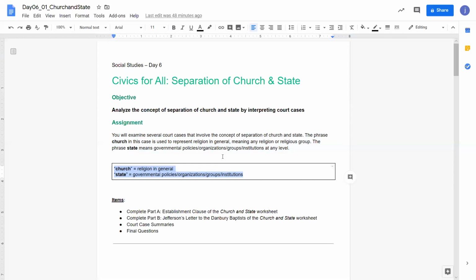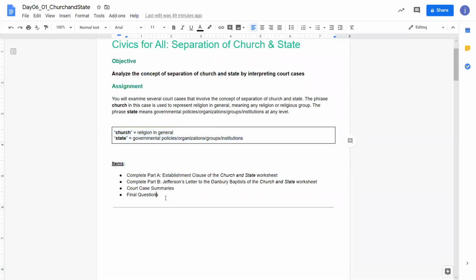And the word state just refers to the government, whether it's government policies, organizations, groups, institutions, anything to do with the government. So you could kind of replace those words. Anytime the government says church, they mean religion. And anytime the government says state, they mean a government institution or anything to do with the word government, unless they say a specific state like the state of New Jersey or the state of Texas or anything like that.